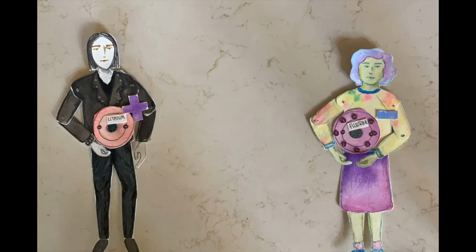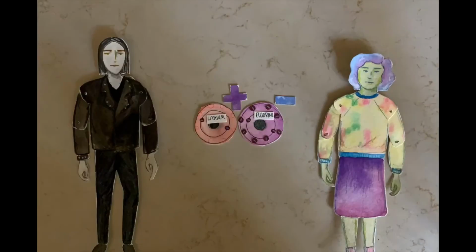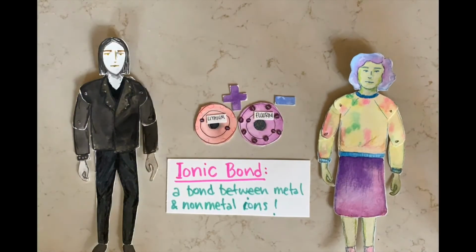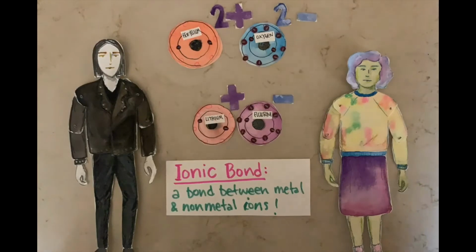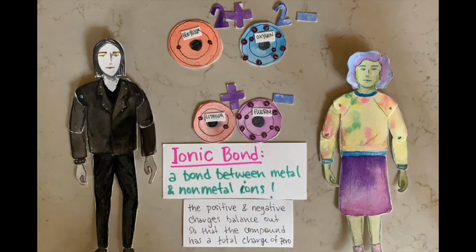And you know what they say about opposites, right? They attract. Because metals and nonmetals form oppositely charged ions, they are attracted to each other, forming what is called an ionic bond. When the bond is formed, the charges cancel each other out, making a compound that has a total charge of 0, even though it's made of charged components.